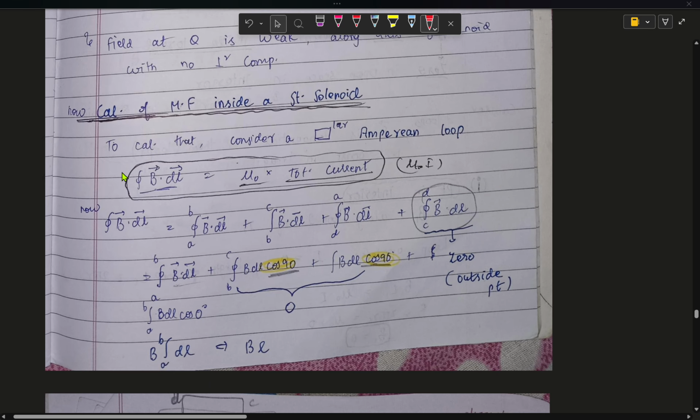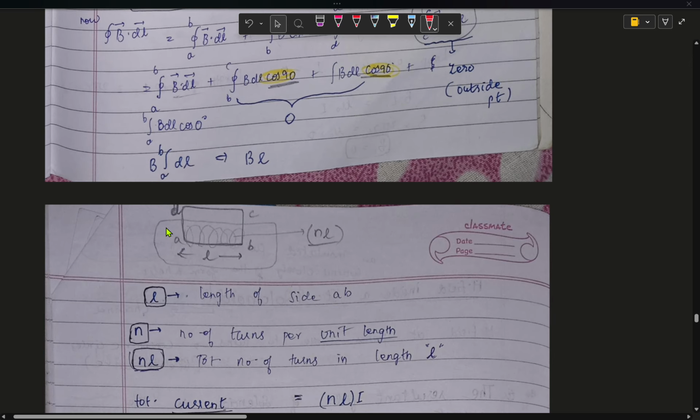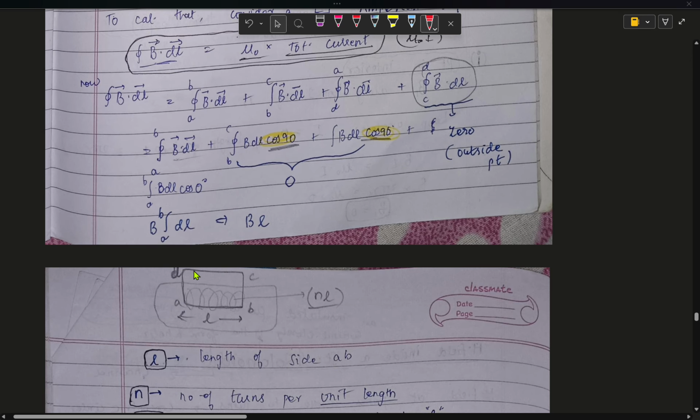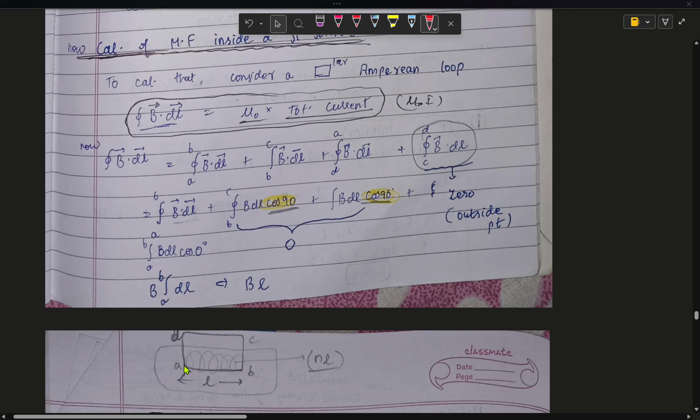Now let's calculate it from Ampere's law. Let's take an Amperian loop. You take a rectangular Amperian loop and name it ABCD. This part will be outside of the solenoid and this part will be inside. Now, Ampere's formula: the left-hand side, integral B dot dl, is equal to mu naught times the total current.